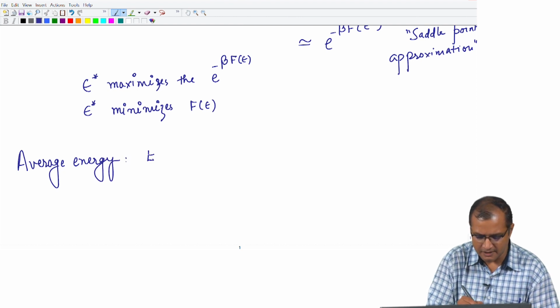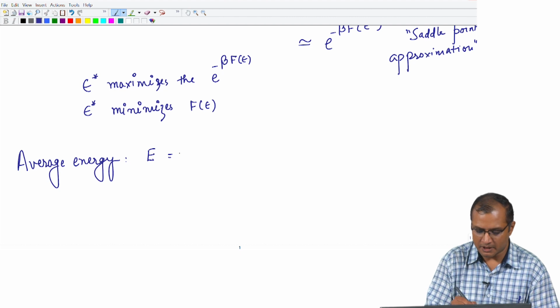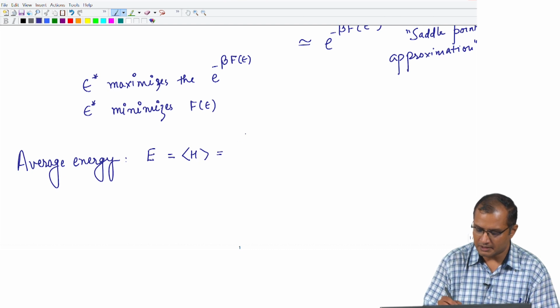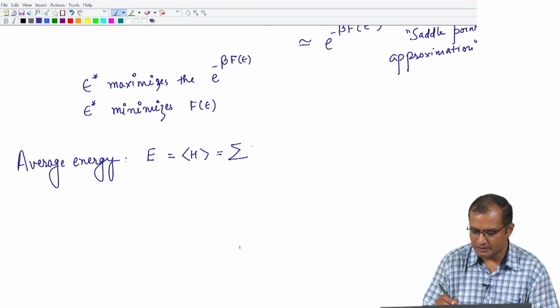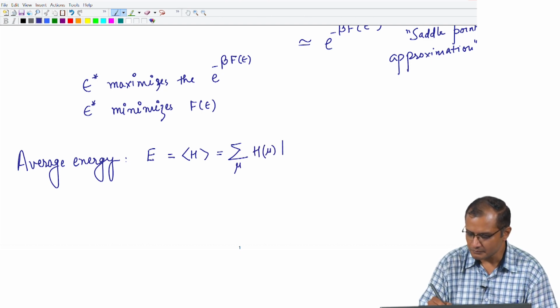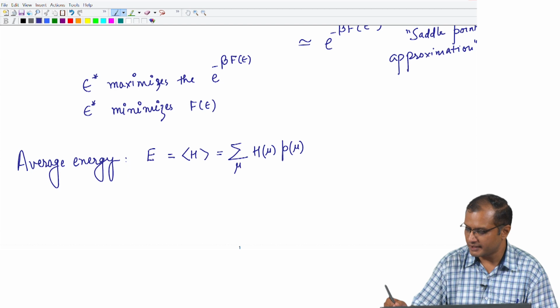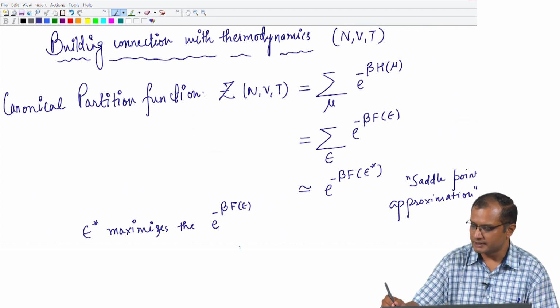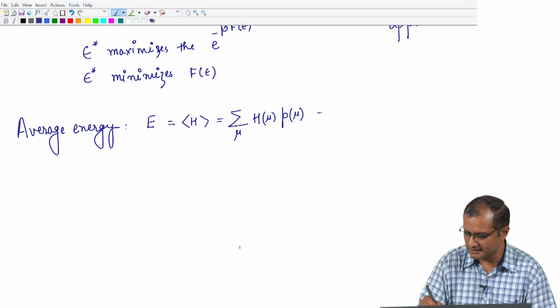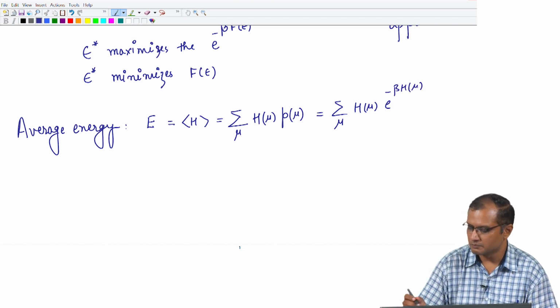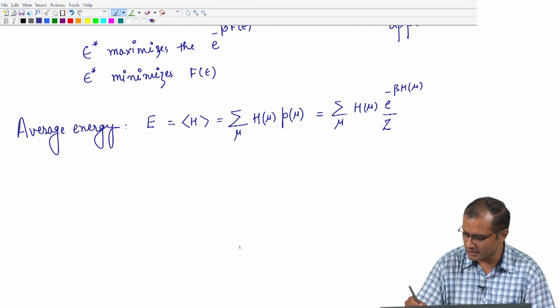I will say it is E, is nothing but the expectation value of the Hamiltonian, and that can be computed by simply the average of my Hamiltonian weighed with the probability P of mu. Okay. And if I recall, this P of mu from the previous lecture is nothing but simply the Boltzmann factor e to the power minus beta H mu over the canonical partition function.